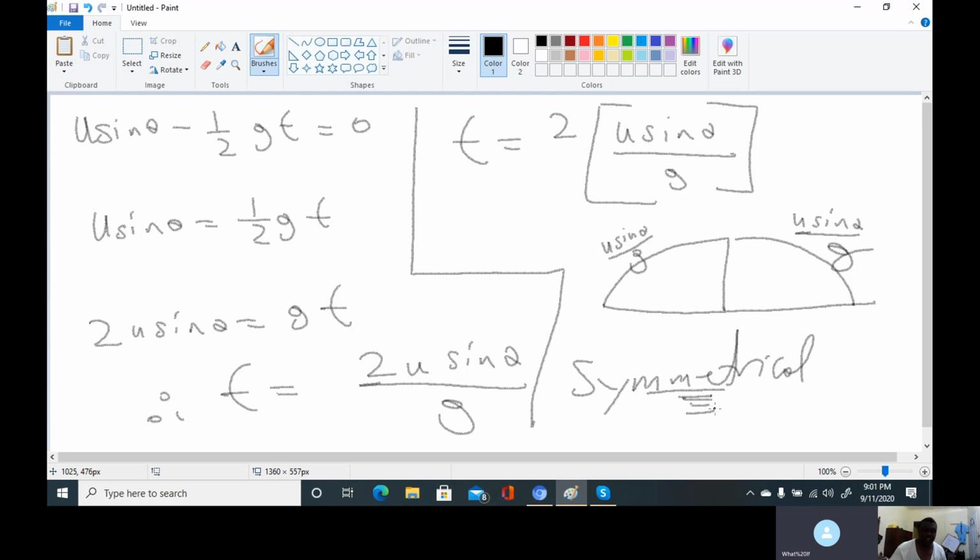Of course, I think you can share your screen as well. So let's do it. All right, so finish here. Okay, so you see that when you add u sine theta over g plus another u sine theta over g, you will get the two, right?